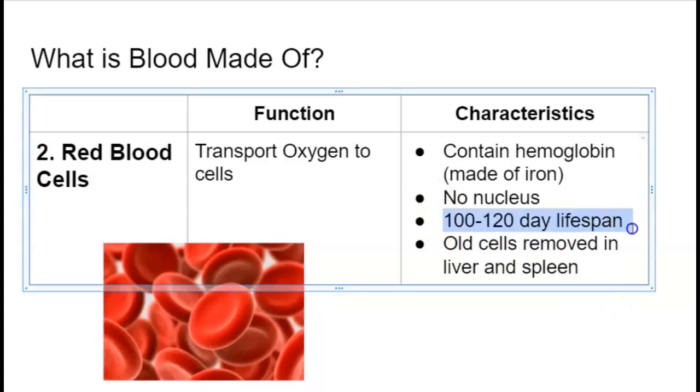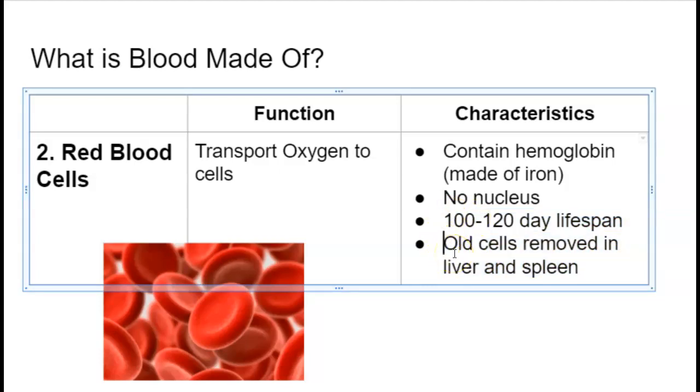They live about 3 to 4 months, so pretty long time. That's why sometimes it can take a while for anemia to resolve itself, because if you're trying to create new red blood cells, it takes a while for you to create new ones, for the old ones to die. And then the old cells are removed by your liver and your spleen. So when they die, they're removed.